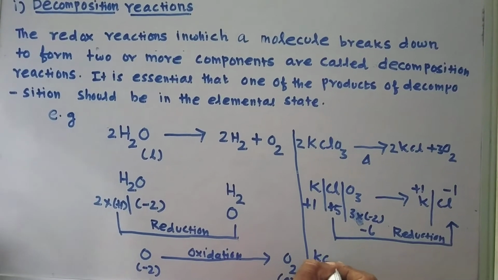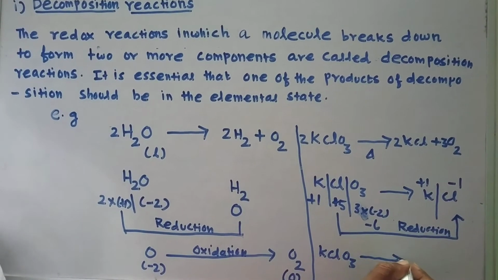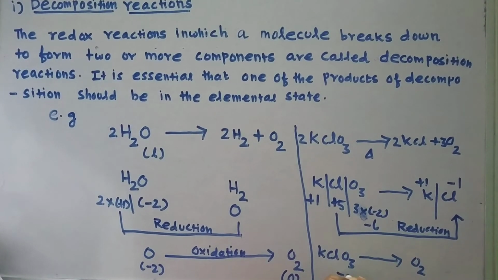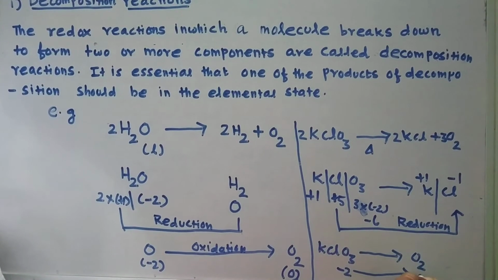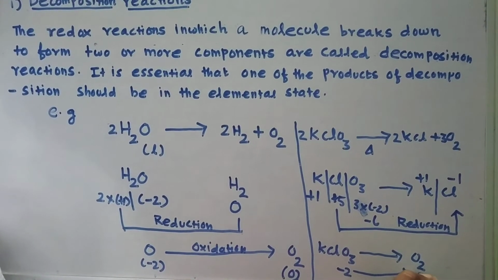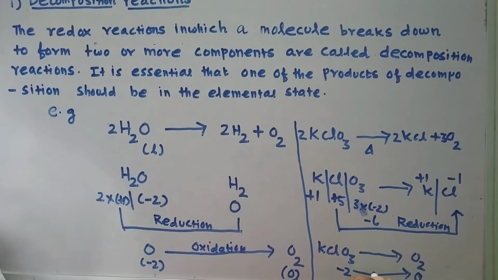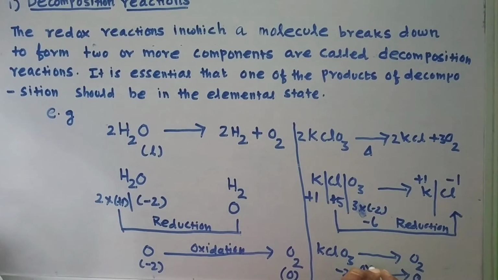Similarly, in KClO3, oxygen becomes O2. Here it is in the state of -2, but in the molecular state, its oxidation state is equal to 0. Therefore, from -2 it becomes 0. There is a loss of electrons. Loss of electrons is called oxidation.